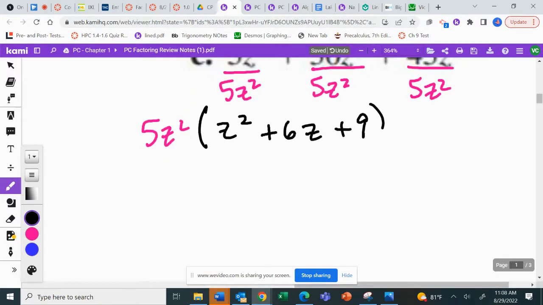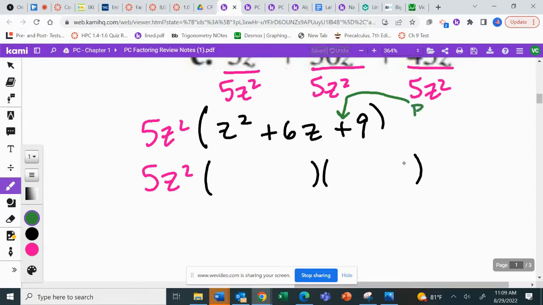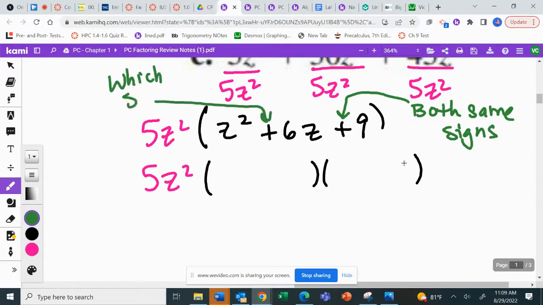So I have a trinomial. I'm going to look at that trinomial and I'm going to use whatever it's called. My mind went blank. Guess and check. When we have a plus sign, when we're doing guess and check, we have a plus sign over there. That means in our factored part, they will be the same sign. And then this sign here tells us which sign we use. So this is telling me both of them are going to be plus signs.